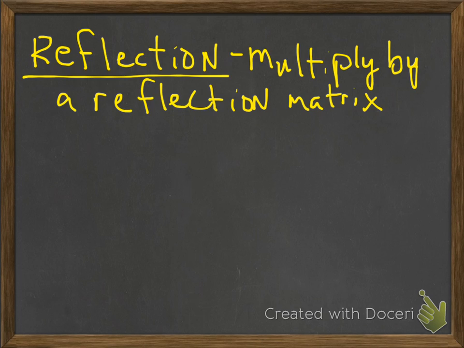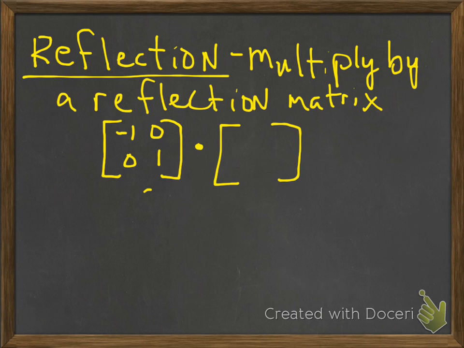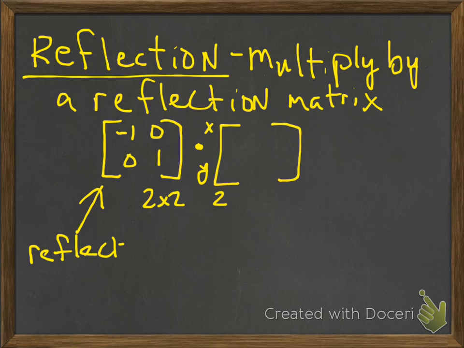Okay, so to do a reflection, what we have to do is multiply by a reflection matrix. And it actually is the reflection matrix first. So, here's an example: -1, 0, 0, 1 times the geometric matrix. That -1, 0, 0, 1 will reflect over the y-axis. There we go.